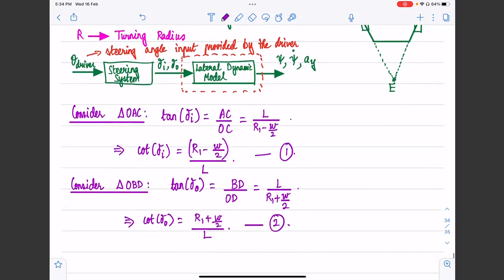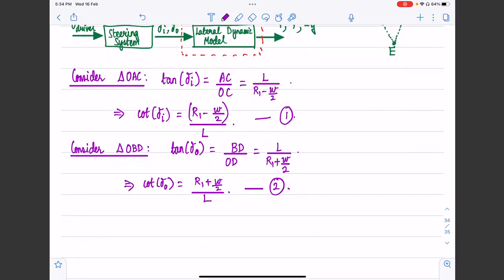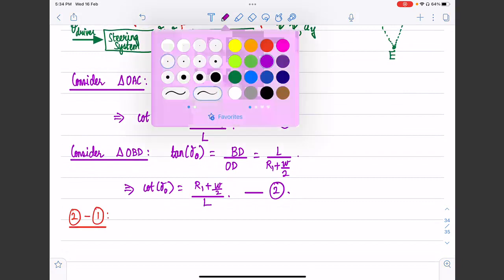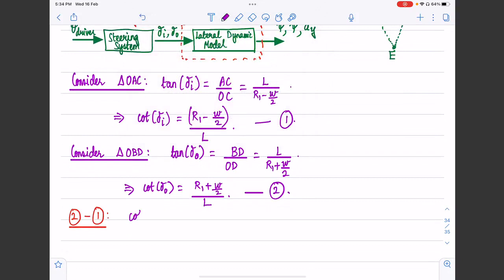So we have derived two equations from the two triangles, OAC and OBD. Now we subtract equations 2 and 1. So let us say we do 2 minus 1. What are we going to get? If we do 2 minus 1, we are going to get cot of delta naught minus cot of delta I.